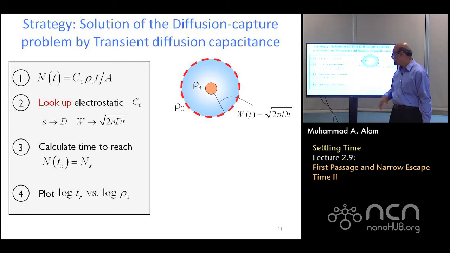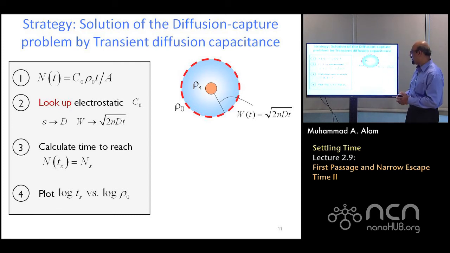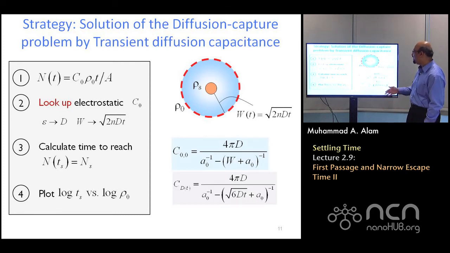And the example, for instance, that we had was for a spherical sensor. Very quickly, we looked it up: 4 pi D times 1 over R1 divided by 1 over R2. That's the formula. You look it up. Replace epsilon with D and W with the square root of Dt.